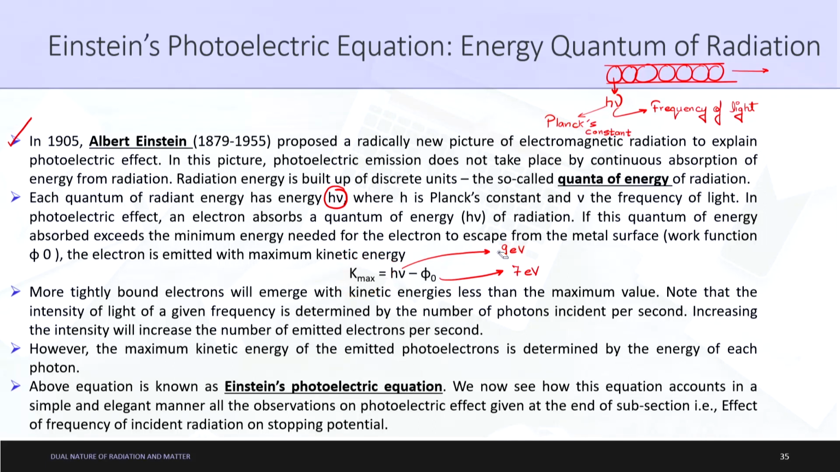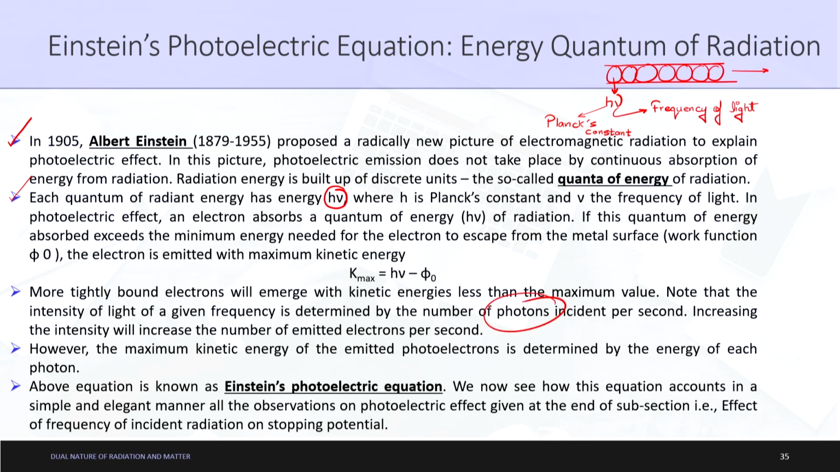Okay. So till now what we understood is that K max is equal to h nu minus phi naught, where phi naught is the work potential. Okay. So let us say this thing is also explained. More tightly bound electrons will emerge with kinetic energies less than the maximum value. Note that the intensity of light of a given frequency is determined by the number of photons incident per second.